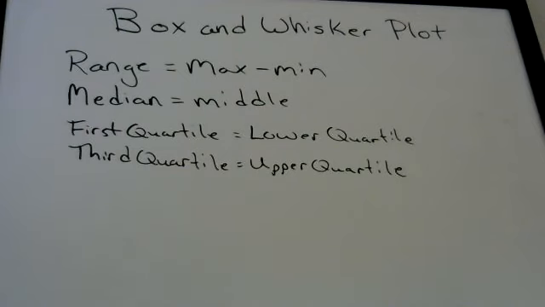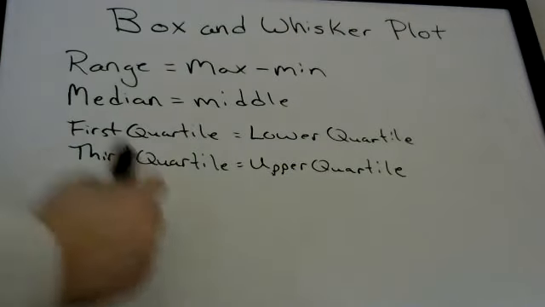The median is the middle number. So when you put all of the data in order, the middle number, that's the median. And I have a video on median, so if you don't know what that is, you should watch that video. And then there's a couple other concepts, one called the first quartile. It's also called the lower quartile, and the third quartile, or the upper quartile. And so this plot is really just to visualize these concepts.